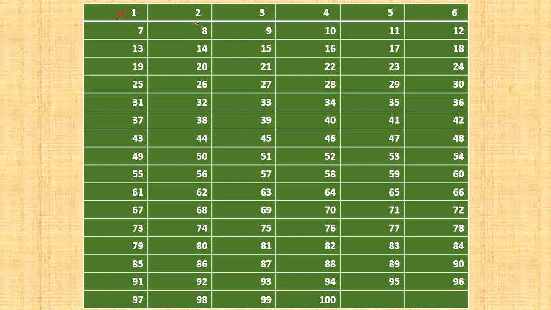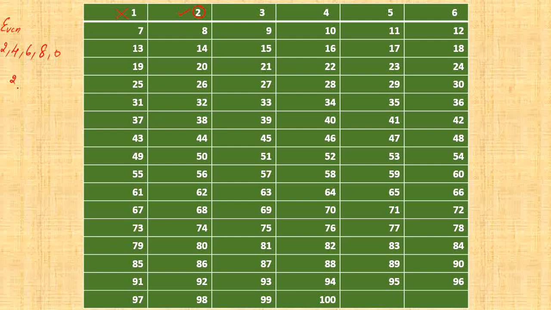So let's consider even numbers. Even numbers are 2, 4, 6, 8 and so on, and even numbers end with the digits 2, 4, 6, 8 and 0. The ending digits of even numbers will be 2, 4, 6, 8 and 0. Let's start with the first even prime number, that is 2. It's the only even prime number.